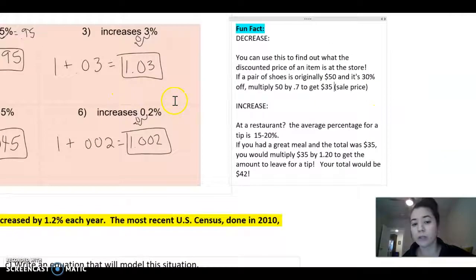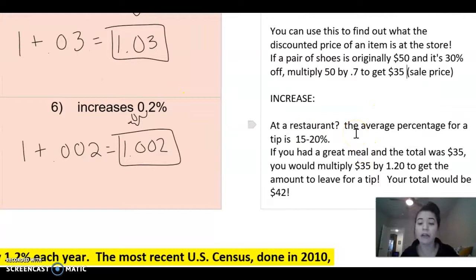For an increase, what we're talking about today, think of restaurants. An average percent for a tip is 15 to 20% that you would give your waitress. Let's say your meal cost $35 and you had a really great meal, so you want to tip them 20% and give them a good tip. You would multiply your total cost by your multiplier. So that rate, 0.2 plus 1, is 1.2, and then you would get your total amount that you would want to write on your bill, $42.